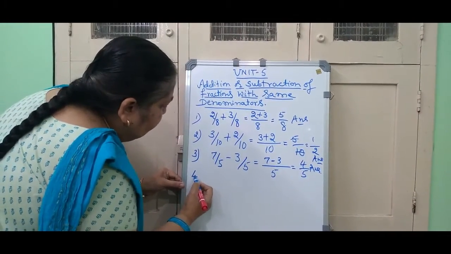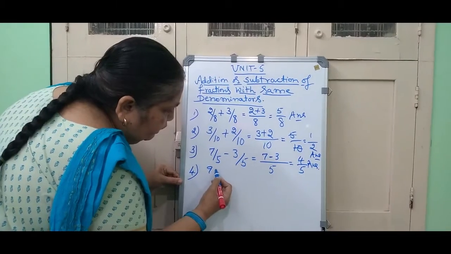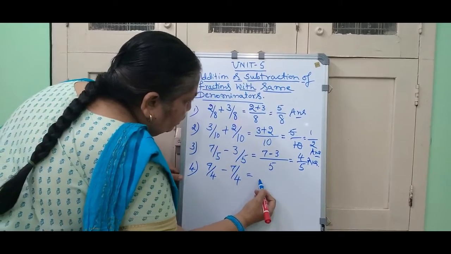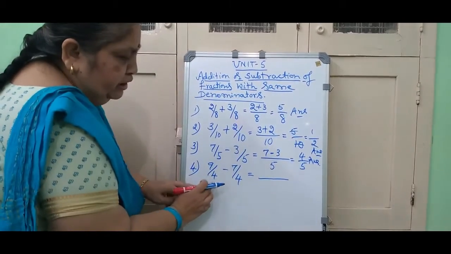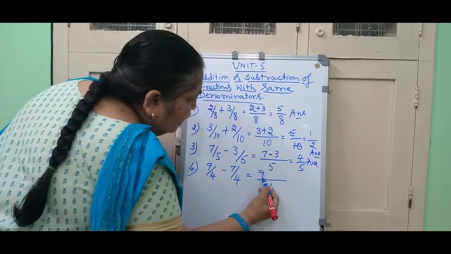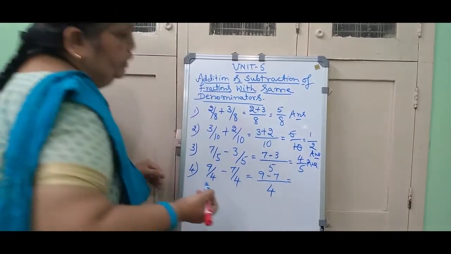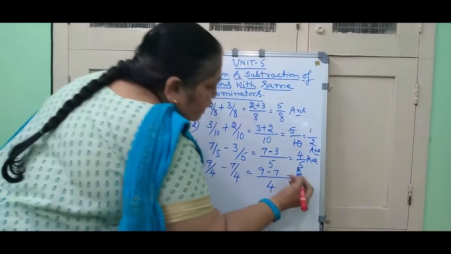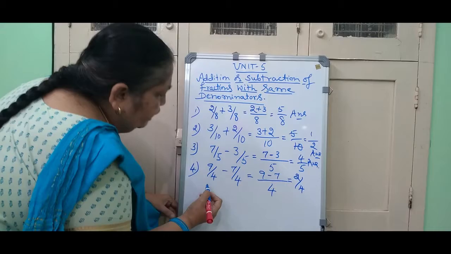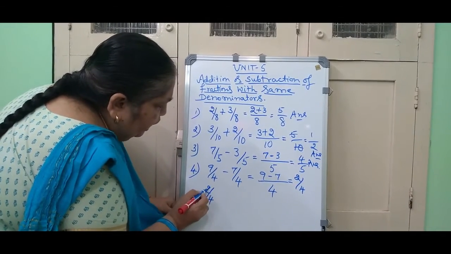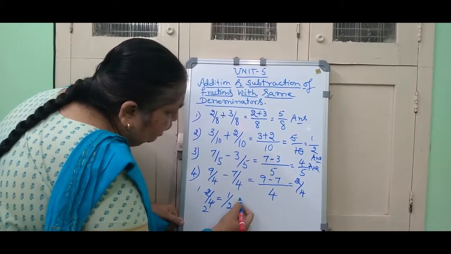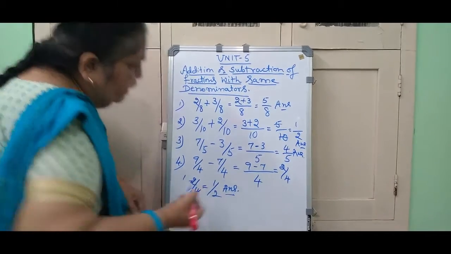Next, let me tell you one more example, that is 9 by 4 minus 7 by 4. Again, if we consider the denominators here, it is 4. 9 minus 7, let us write it on the top, that is the numerator. 9 minus 7 will be nothing but 2. So, it is 2 by 4. Again, I can cancel this number. 2 ones are 2 and 2 twos are 4. So it is nothing but half, and this will be the final answer.